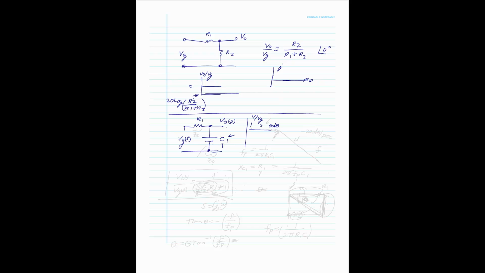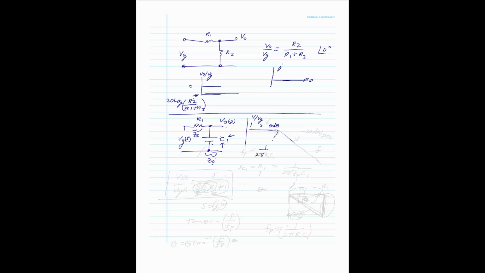Now, what happens when the capacitive reactance is equal to the resistor value? You see, we go down by a dB because now we have an impedance switch. It's this impedance over this impedance. I always call these ZS and ZO. So when this impedance ZO is equal to this impedance ZS, we have that breakpoint.